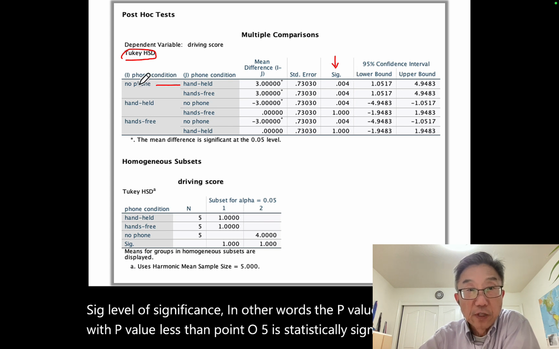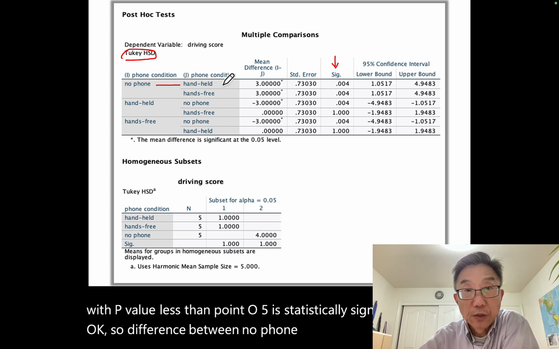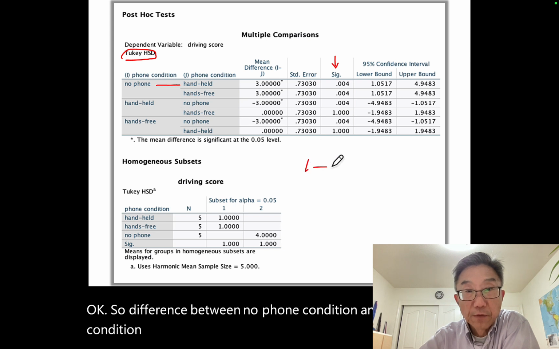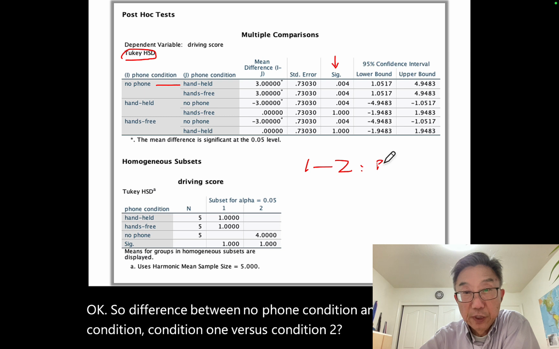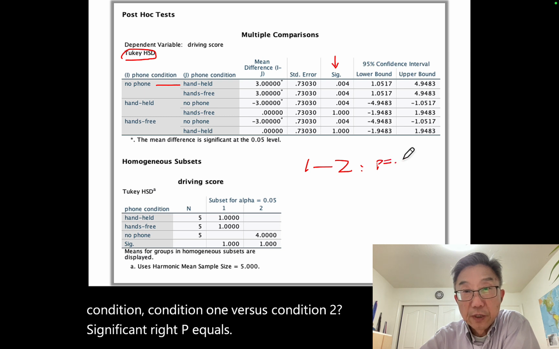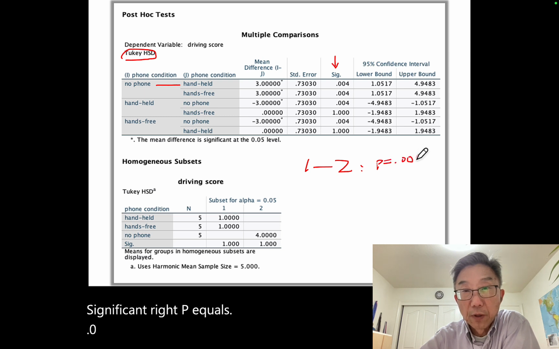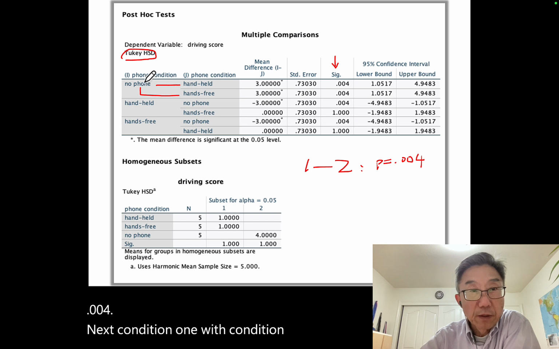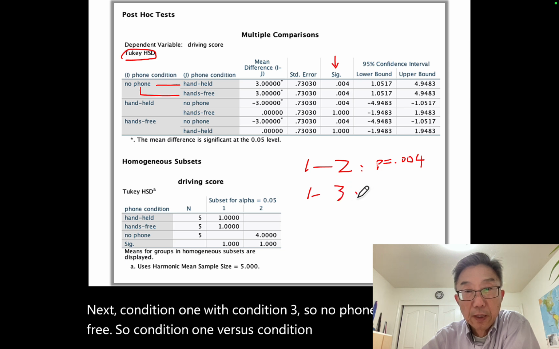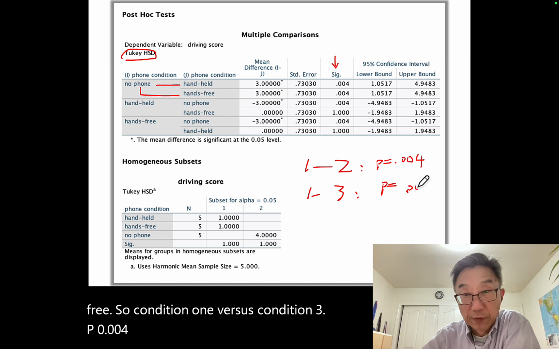Okay, so the difference between no phone condition and handheld condition, condition 1 versus condition 2, is significant, right? P equals 0.004. Next, condition 1 with condition 3. So no phone versus hands-free, condition 1 versus condition 3. P equals 0.004. Again, significant.